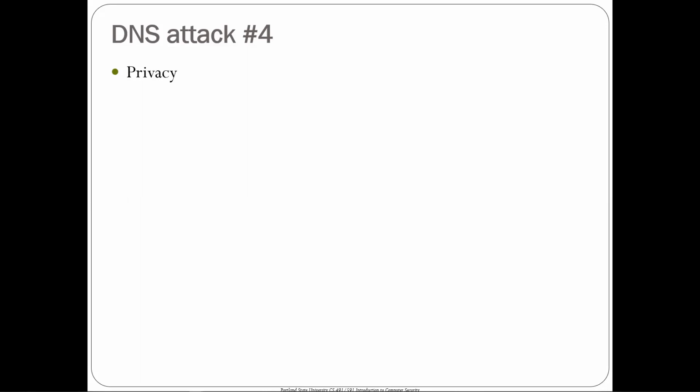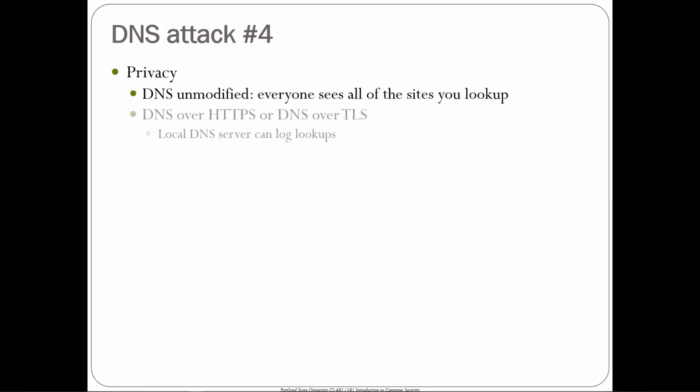So then you're like, well, if I truly want to have privacy, what can I do to ensure that? And so let's talk about DNS privacy. Unmodified, everyone sees your lookup. With DNS over HTTPS or DNS over TLS, the local DNS server is going to log your lookups and have a history on you. And then you are trusting them to delete your history in order to make sure you maintain your privacy.